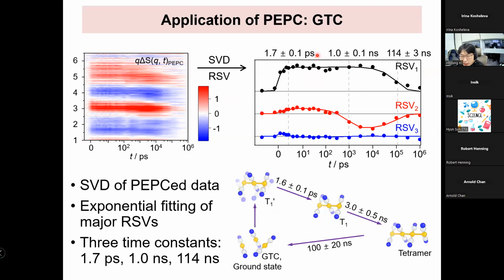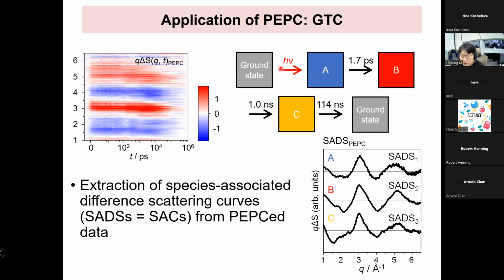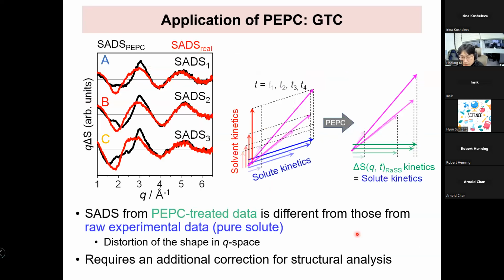Using the three time constants determined by the kinetic analysis, we can determine the kinetic model and extract the species-associated difference scattering curves, abbreviated as SADS. And if we compare the resulting species-associated curves with the previously reported species-associated curves, then we can confirm that the shapes of the species-associated curves do not match each other.